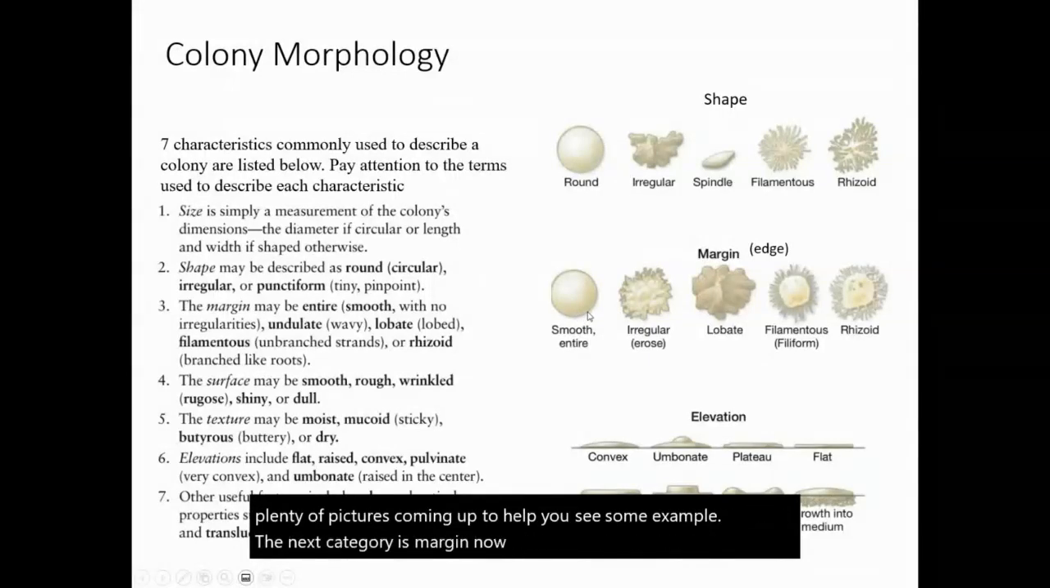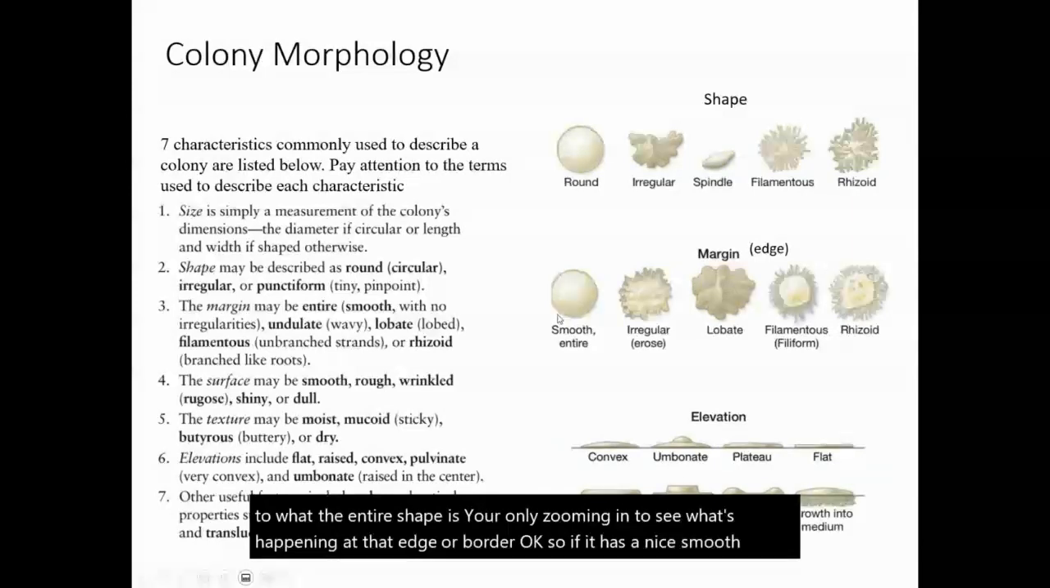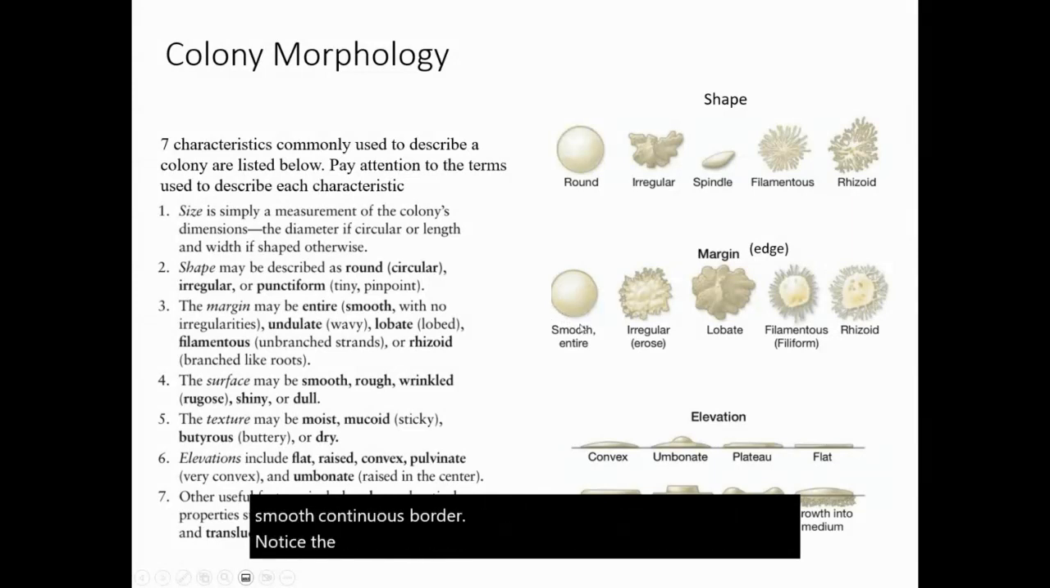Now, with margin, you are only looking at the edge or the border of the colony. You're not paying attention to what the entire shape is. You're only zooming in to see what's happening at that edge or border. So if it has a nice, smooth, continuous border, notice the term is smooth, also entire. Again, those are interchangeable. So there's no irregularities. It is just a straight line. It's curved, but it's smooth, uninterrupted. Okay? I'm going to skip over real quick to the terms we've heard before.